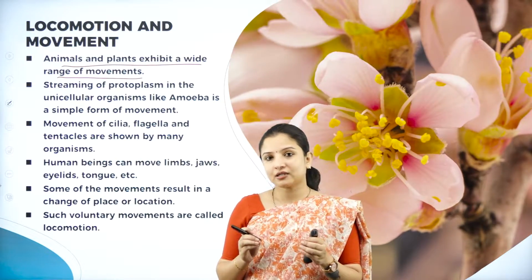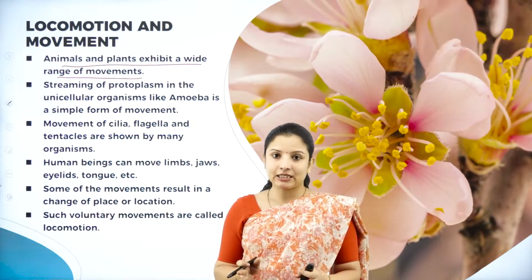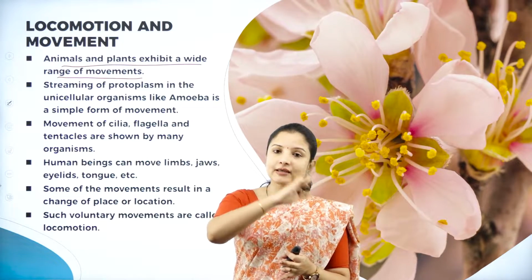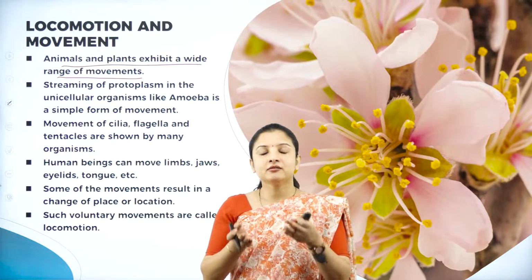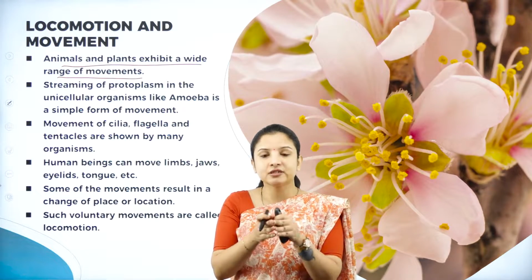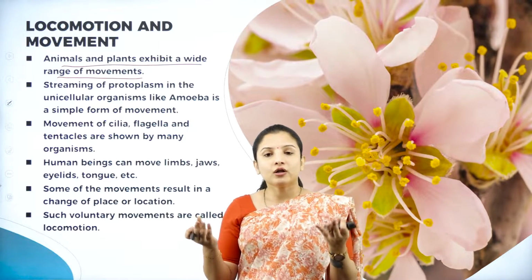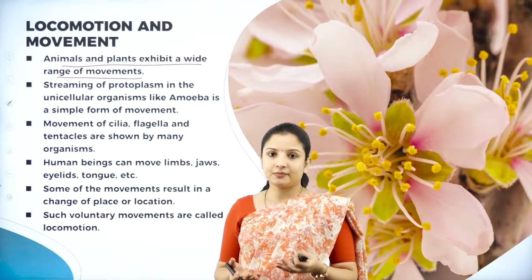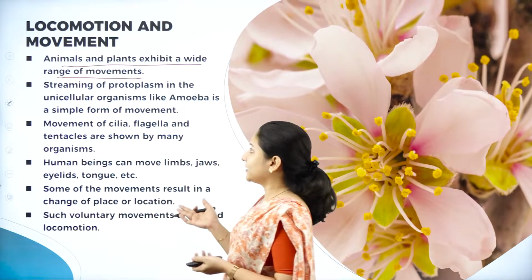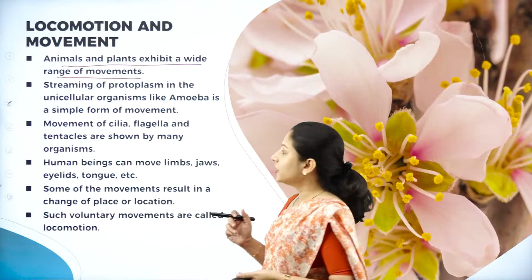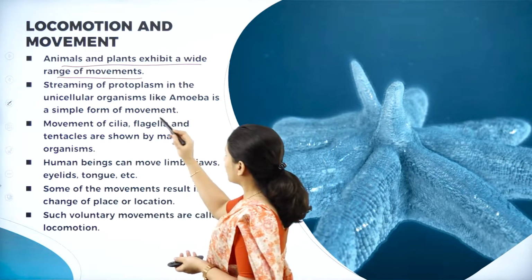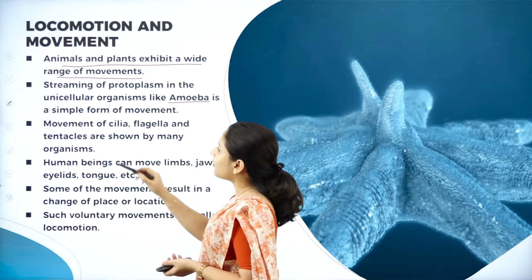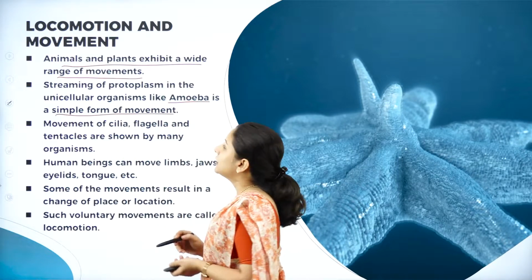But movement will occur in plants where they are standing, where they are growing. They can sway because of the winds. And not just that, the curling of the leaves and opening of the leaves, all that is nothing but movements that occur in the plant. So both plants and animals exhibit a wide range of movement. And the streaming of protoplasm in unicellular organisms like amoeba is also a simple form of movement.